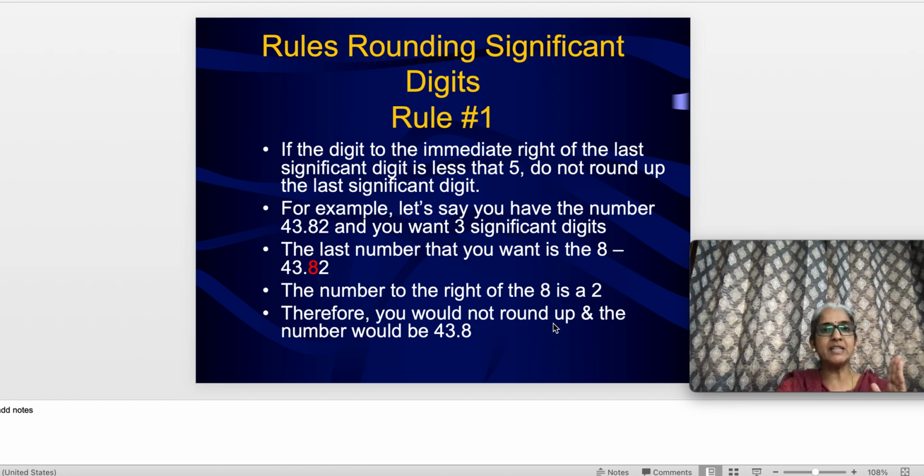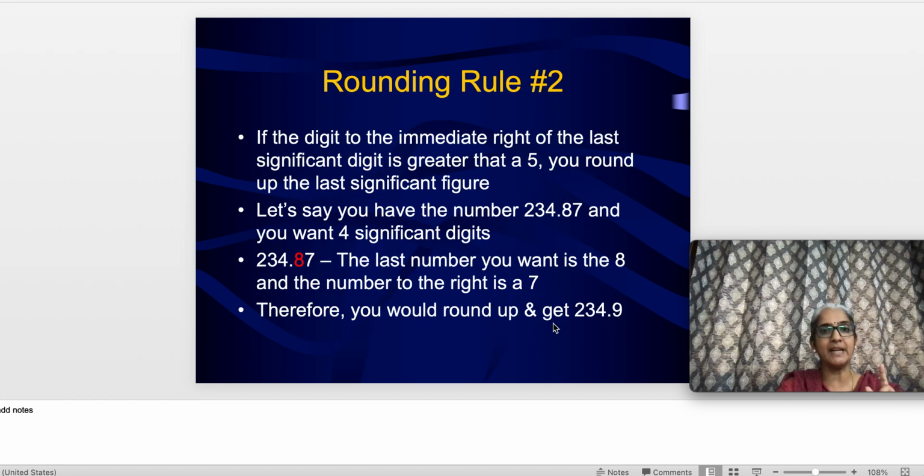The digit where we have to round off, you have to look at the digit after it, and if it is greater than 5, then you round off to the next digit, and if it is less than 5, then you do not change. For example, 43.82, we wanted to round it off to 3 significant digits, which means 8 is the last digit. After 8, I am looking at 2, which is less than 5, so I am not going to make any changes and I will round it off to 43.8.